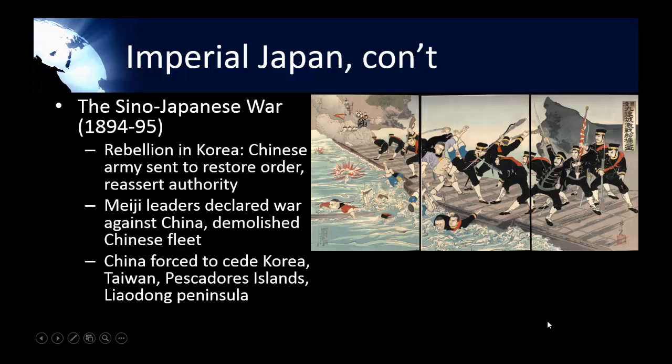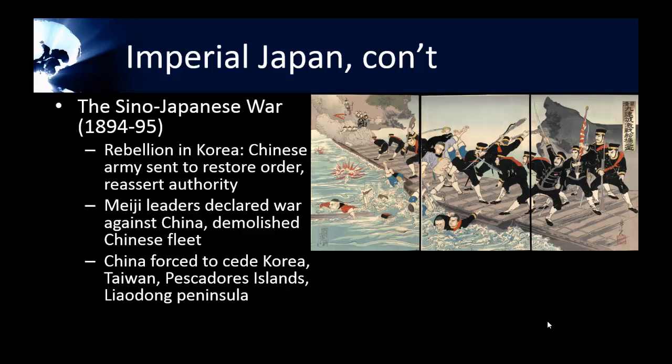Expansion comes with conflict, and conflict often leads to war. And so we have, from 1894 to 1895, the Sino-Japanese War, the war between China and Japan. We've covered this, so I'm just going to hit on this again briefly. The Qing dynasty is collapsing in on itself. We see rebellion in Korea. The Chinese army is sent to restore order. Japan intervenes, leading to war against China.